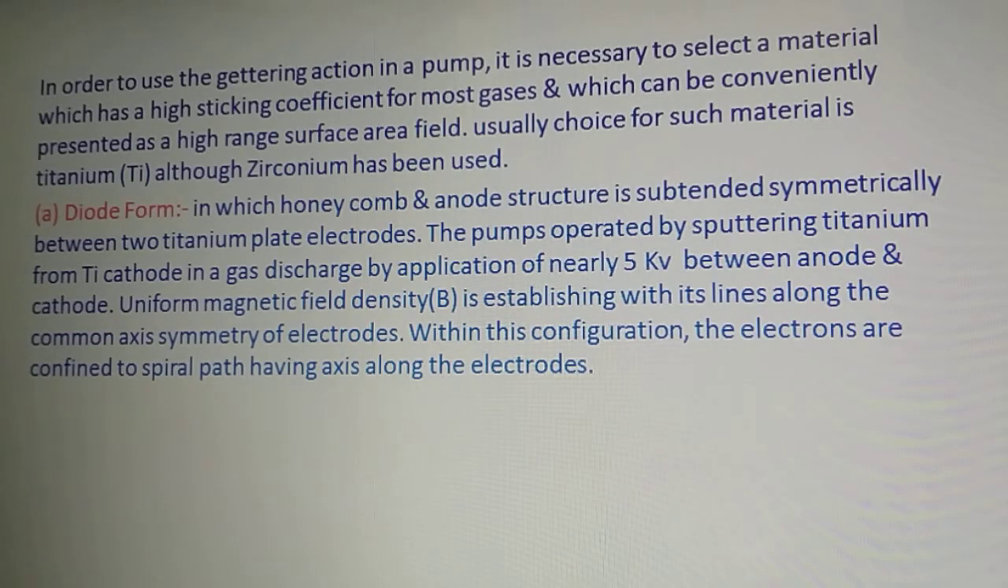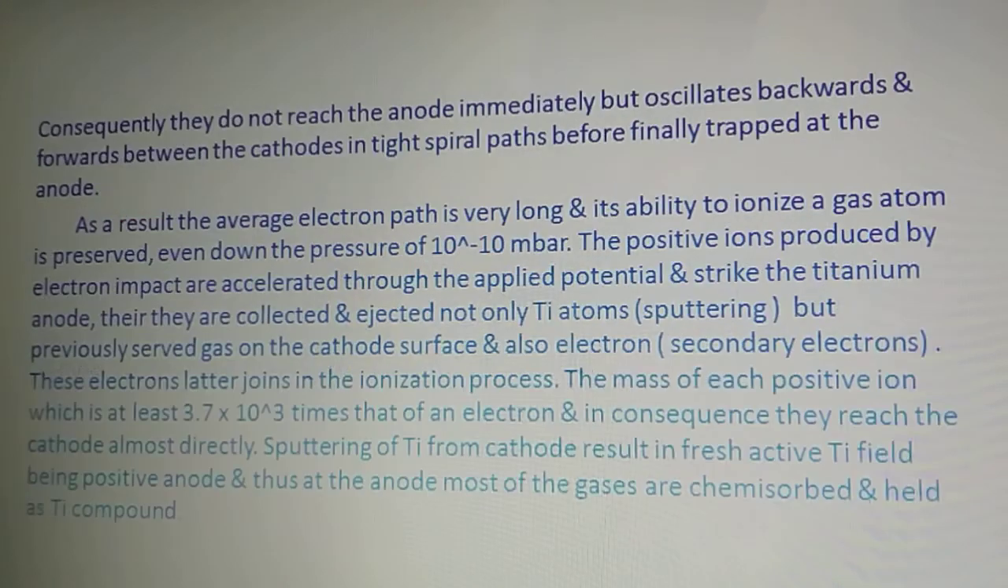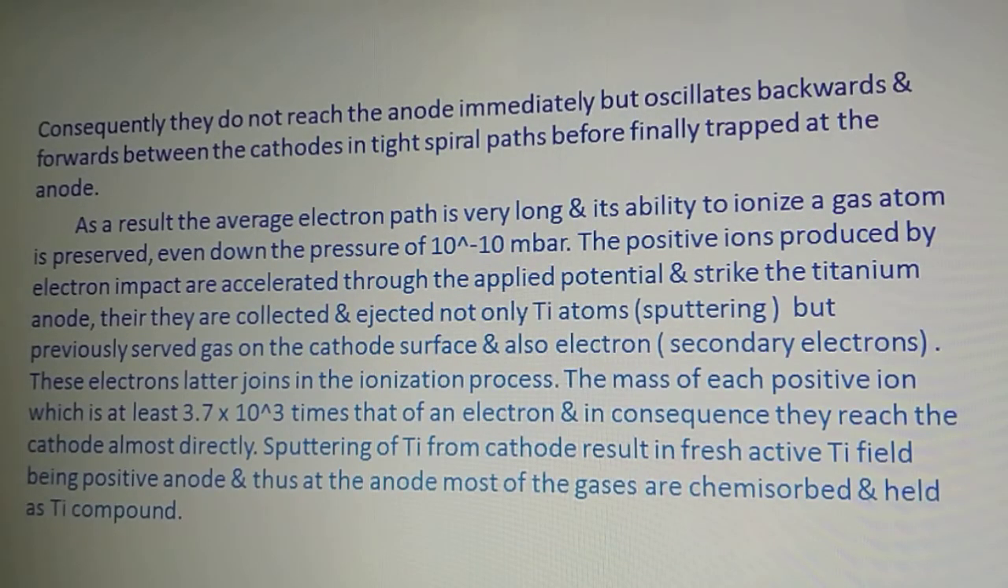Within this configuration, the electrons are confined to a spiral path having its axis along the electrodes. Consequently they do not reach the anode immediately, but oscillate backwards and forwards between the cathodes in a tight spiral path before finally being trapped at the anode. As a result, the average electron path is very long and its ability to ionize a gas atom is preserved, even down to a pressure of 10 to the power minus 10 millibar.